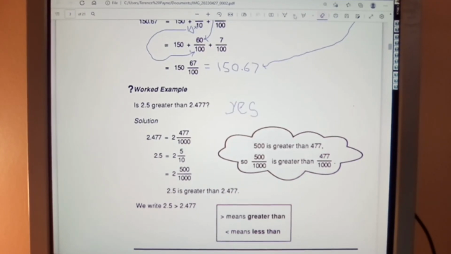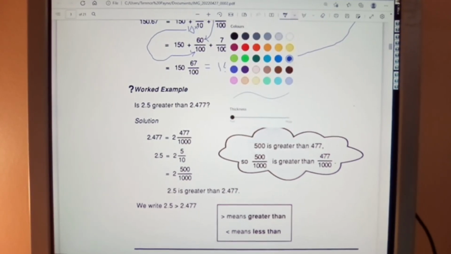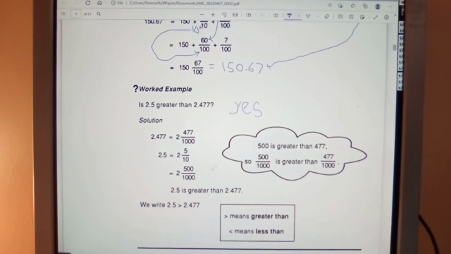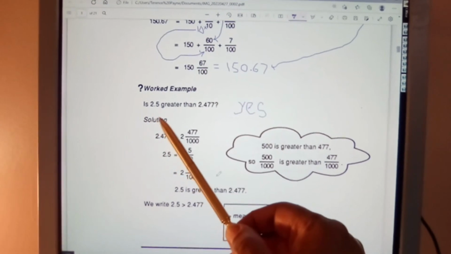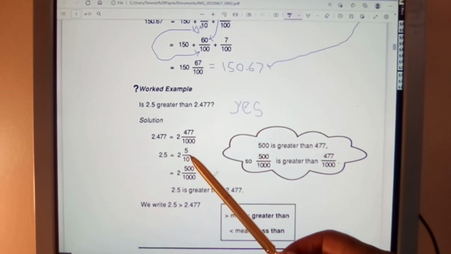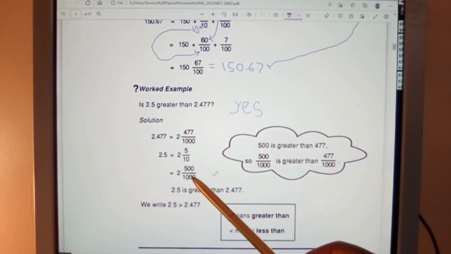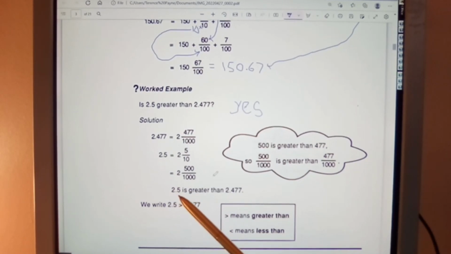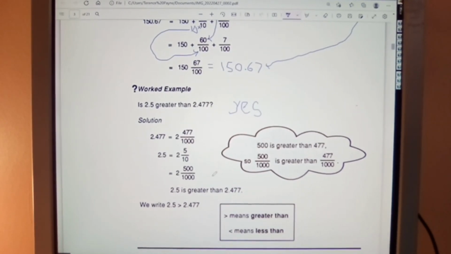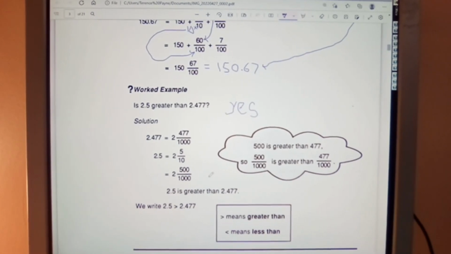Okay. Let me go back to my pen. So we need to stay within the question. Is 2.5 greater than 2.477? Yes, it is, because we have proven it by bringing these numbers to the same equivalent denominator, and we can then see 2.5 is greater than 2.477. We write 2.5 is greater than 2.477. Okay, and notice the arrow direction means greater than, means less than.